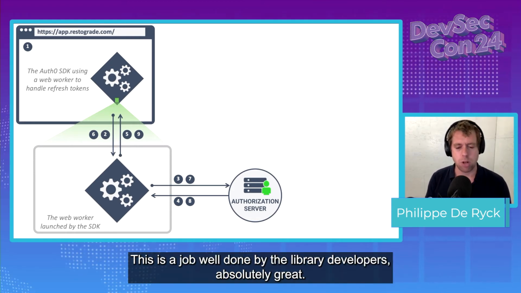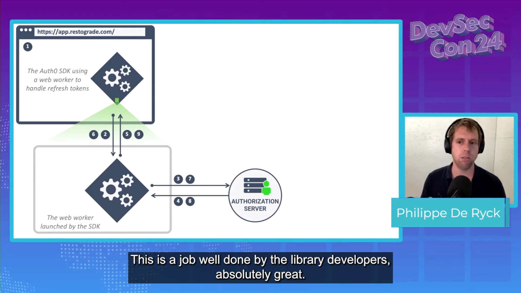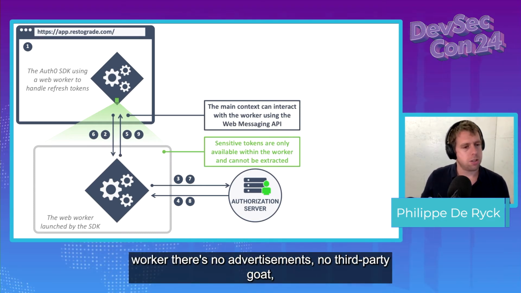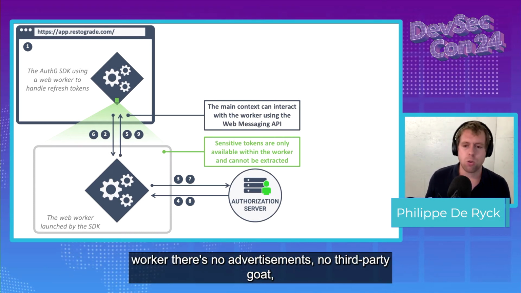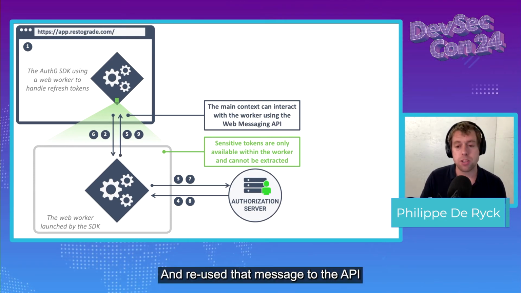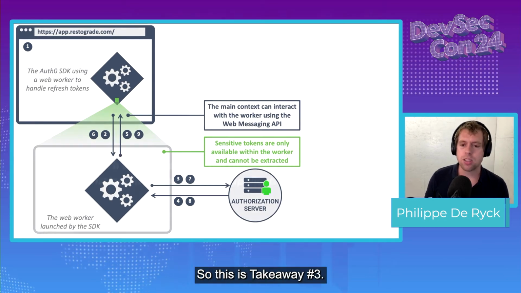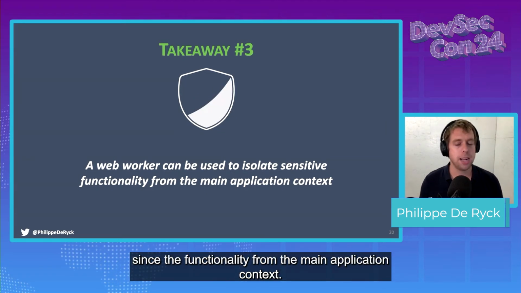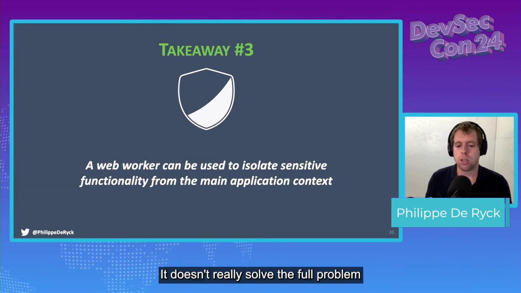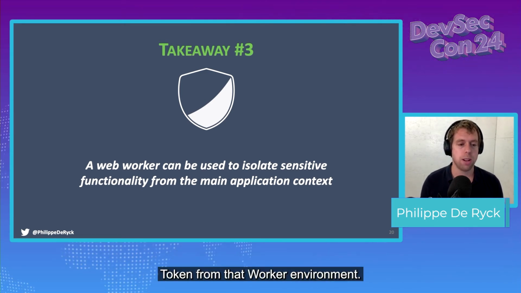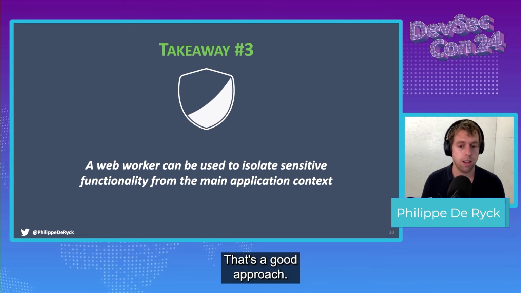This is a job well done by the library developers. This is absolutely great. So sensitive tokens are only available in the worker. There's no advertisements, no third-party code, no nothing in that worker. So this is actually a pretty secure environment. And we use the web messaging API to enable interaction. So this is takeaway number 3. This is actually a really good pattern to isolate sensitive functionality from the main application context. It doesn't really solve the full problem, but it makes it a lot more difficult or even virtually impossible for the attacker to steal that refresh token from that worker environment. That's a good approach. That's a good solution.